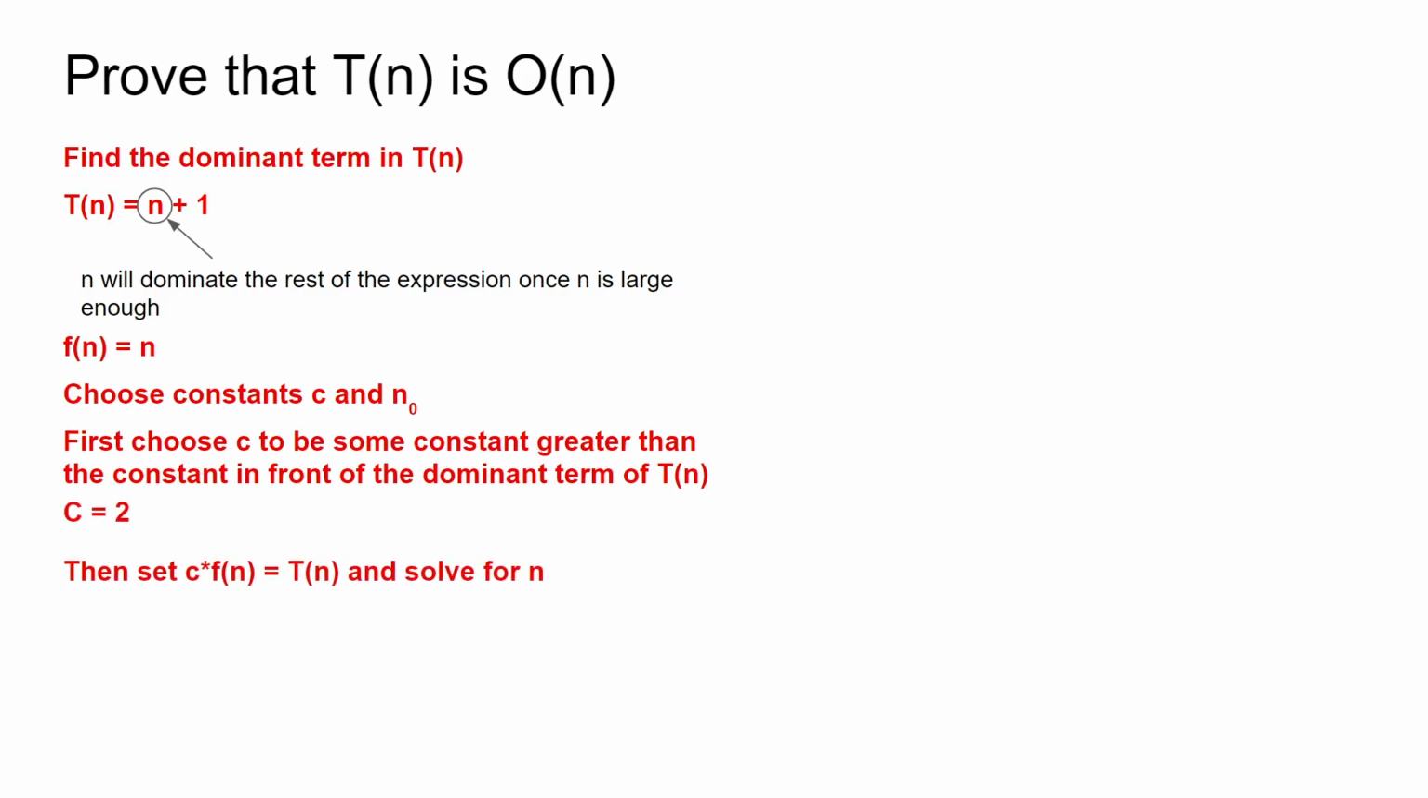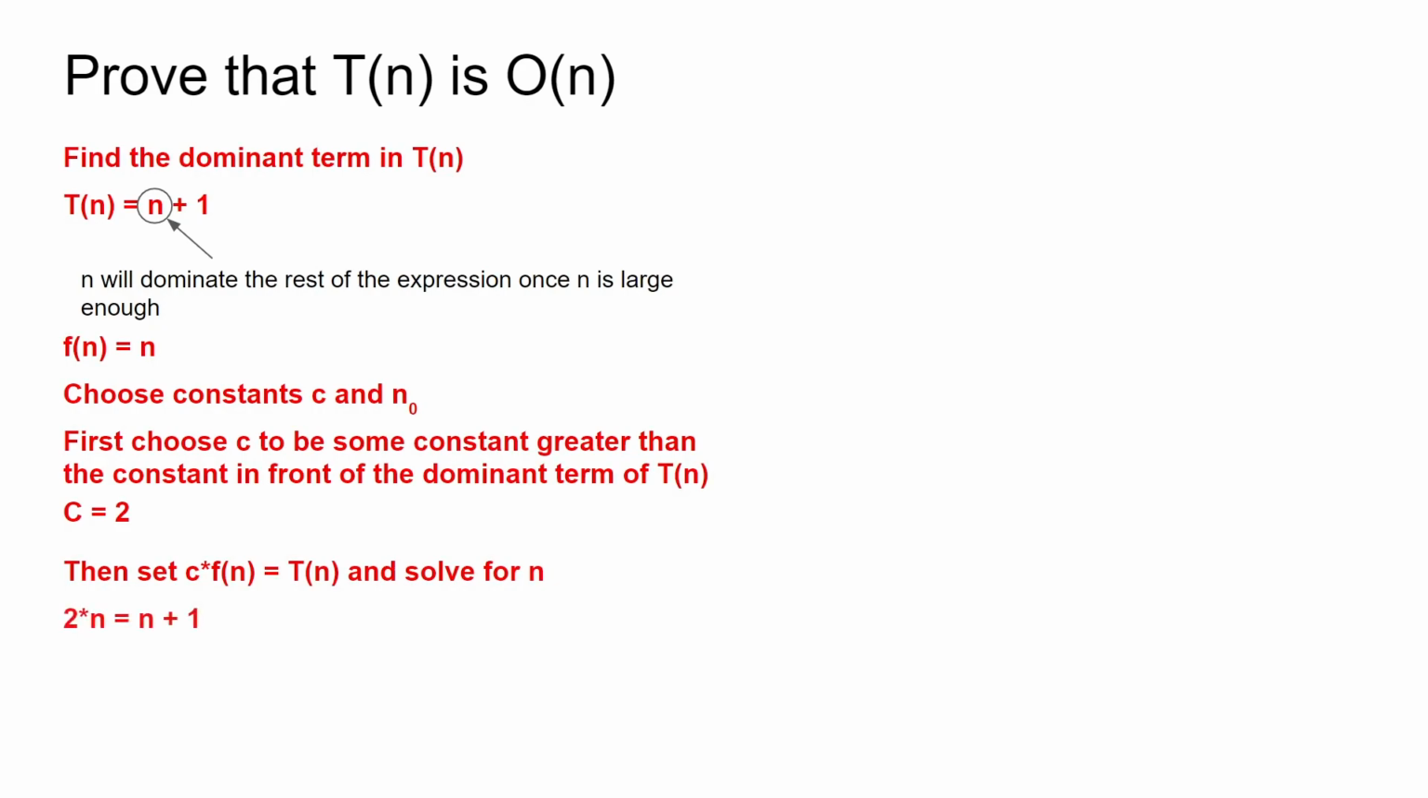Next, I set c times f of n equal to t of n and solve for n. This gives us the value of n, where the function c times f of n overtakes t of n. C times f of n will be greater than t of n for any n greater than this n, since c times f of n grows faster than t of n.